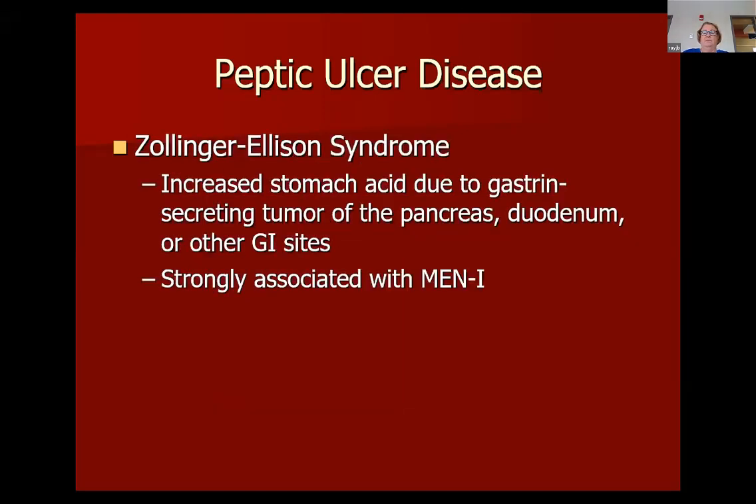Zollinger-Ellison syndrome, I have had one of these. Unfortunately, it's caused by a gastrin-secreting tumor of the pancreas most of the time. And it's associated with that cluster of what's called MEN1, and there's also an MEN2, multiple endocrine neoplasia type 1. So anyway, just something to be aware of.